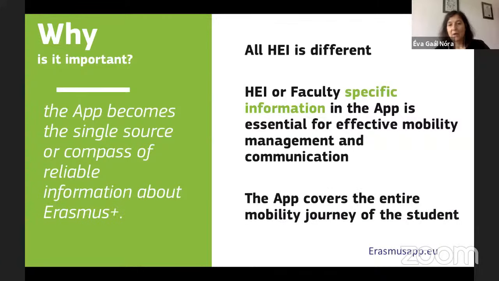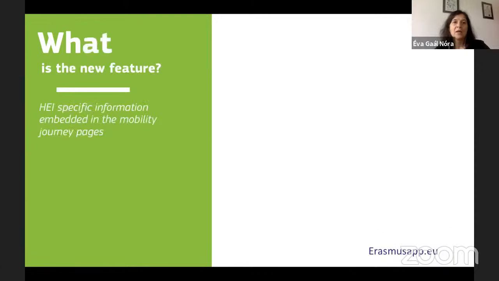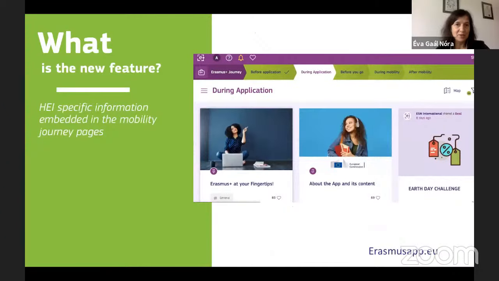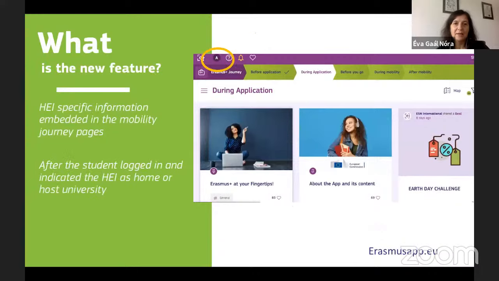And the app covers the entire mobility journey of the student, but until now, we only had general information that was discussed by the European Commission, student representatives, and higher education institution representatives. So what is this new feature? This new feature supports embedding institution-specific information into the mobility journey pages, and this is how it looks.